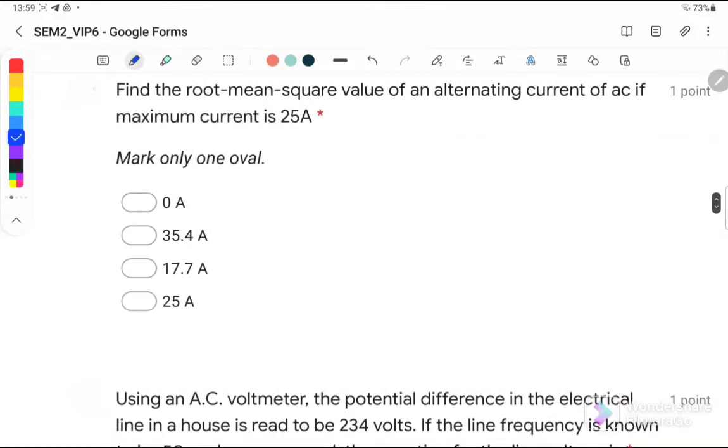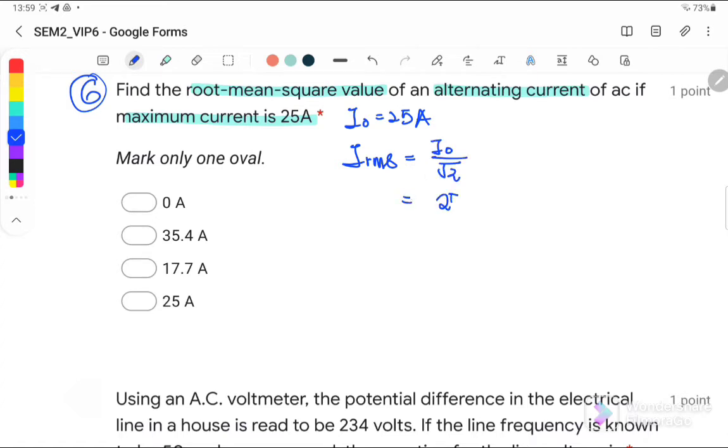Next we go to question number 6. Find the root mean square value of the alternating current if the maximum current is 25 amperes. So I0 is 25 amperes. To find IRMS, IRMS is equal to I0 over root 2, where I0 is 25 over root 2. If you press the calculator, we get 17.7 amperes. The answer is C.